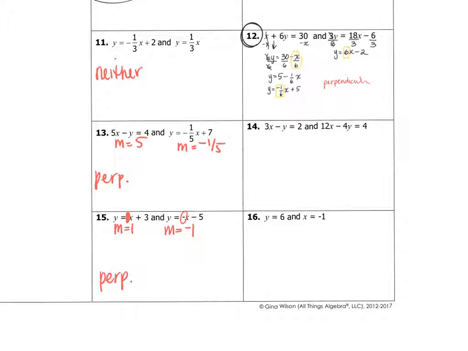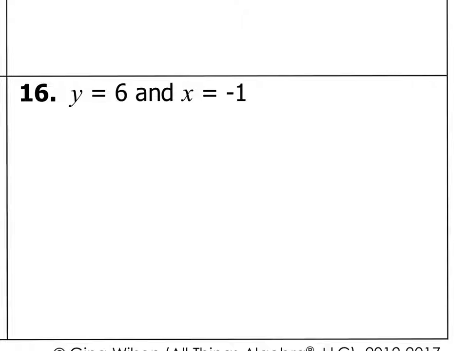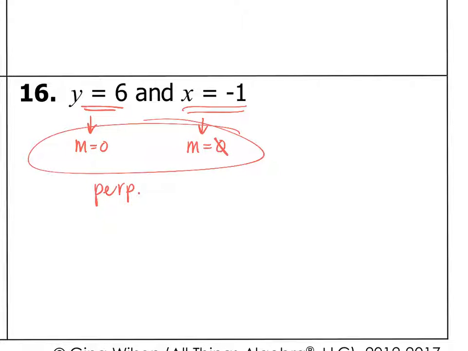And take a look at 16. You have a horizontal line, and horizontal lines have a slope equal to 0. You have a vertical line, and a vertical line has an undefined slope. So they are perpendicular. One, because the slopes are opposite reciprocals, and two, because a horizontal line and a vertical line will always make 90-degree angles.